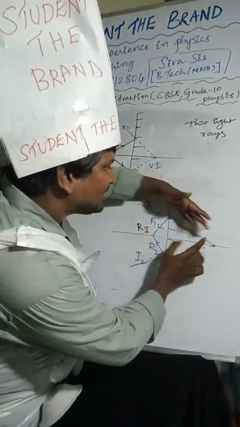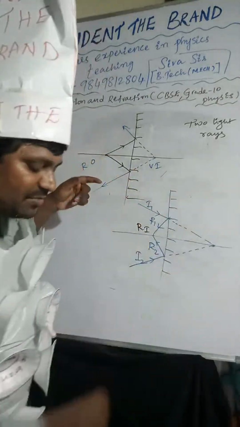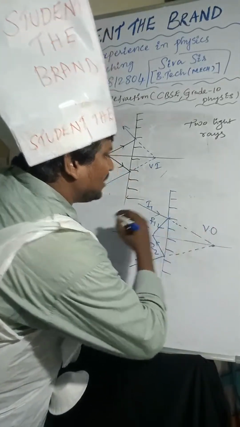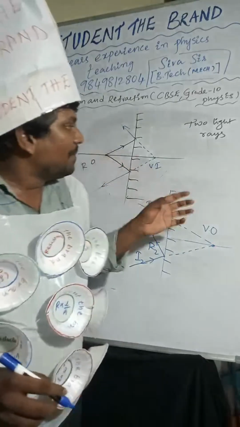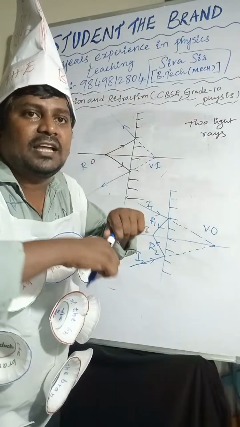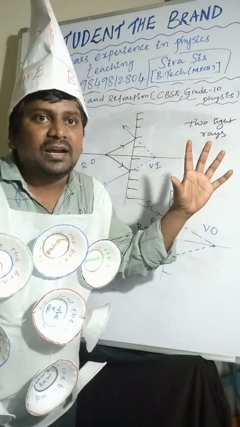Those incident light rays are meeting at one point. Their image will form. That is the virtual object. By this we can conclude one thing, that is, you can understand one thing.